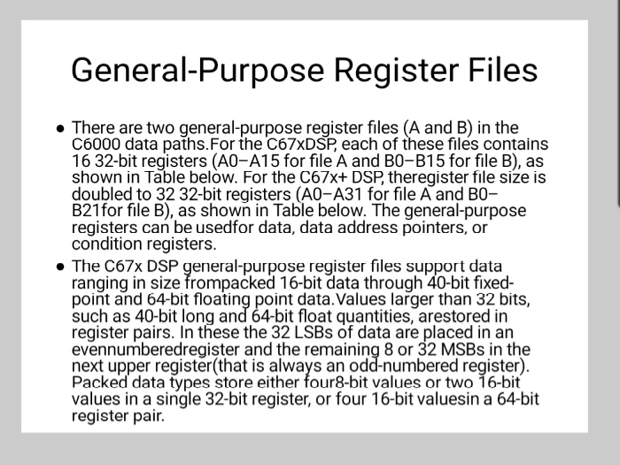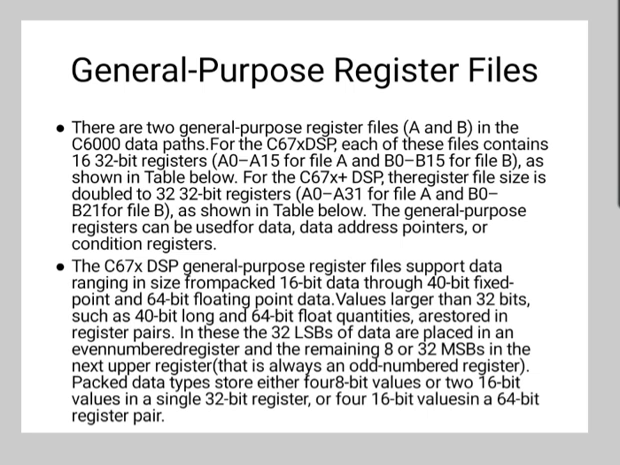Next is general purpose register files. There are two general purpose register files, A and B, in the C6000 data path. For C6X DSP, each of these files contains 16 32-bit registers, A0 to A15 for file A and B0 to B15 for file B.